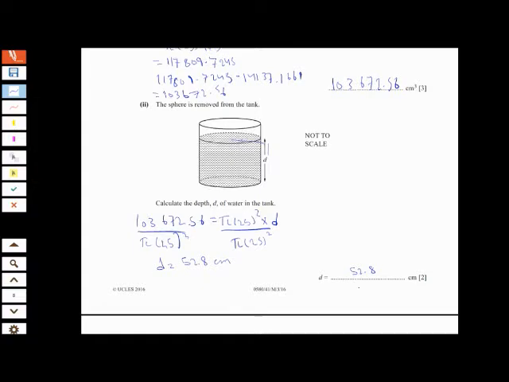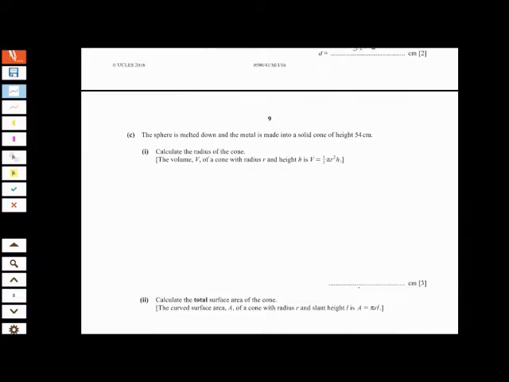C, the sphere is melted down and then the metal is made into a solid cone of height 54. So basically it's a cone now. The height here is 54 centimeter. Calculate the radius of the cone. Let's name it r because it's a radius.